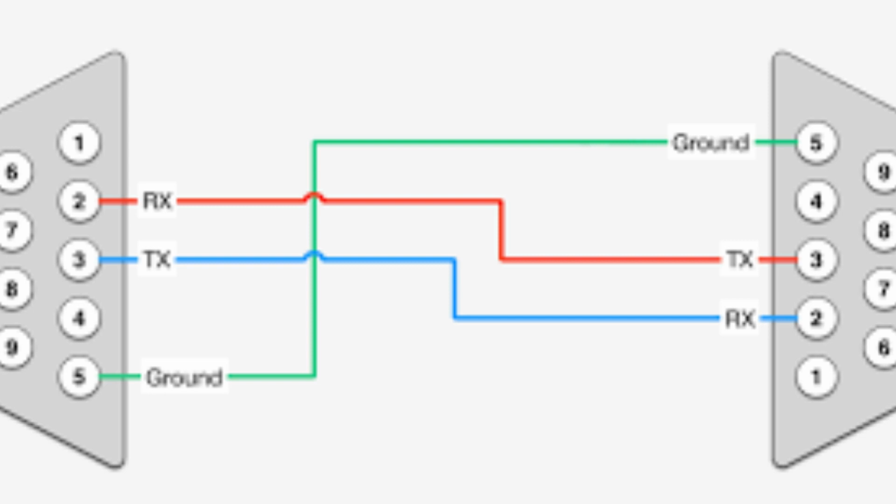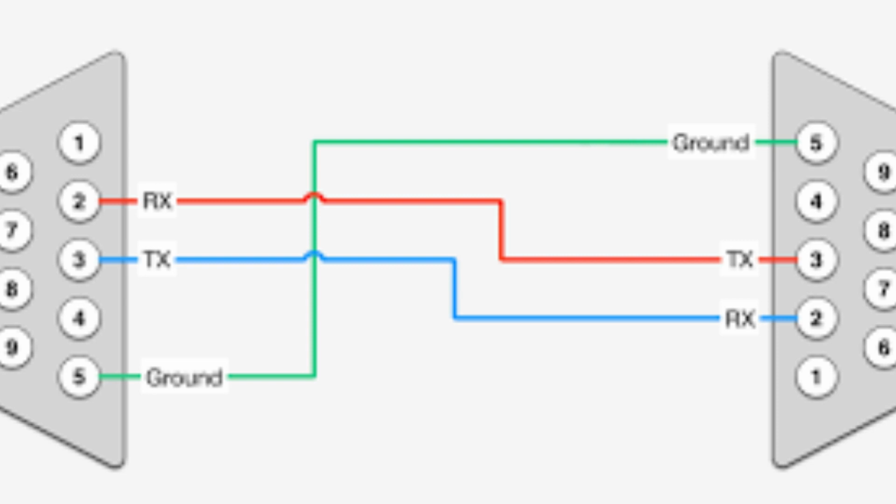MAX232. The MAX232 is a popular RS-232 transceiver chip that can convert TTL or CMOS logic levels to RS-232 voltage levels. It is commonly used in electronic devices like sensors, motor controllers, and other embedded systems.